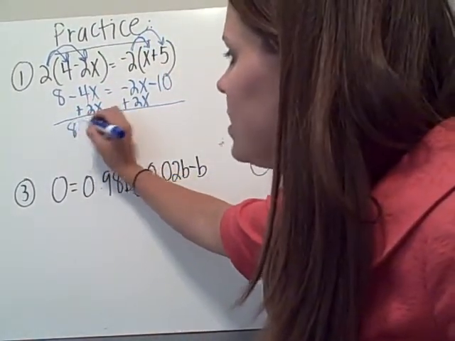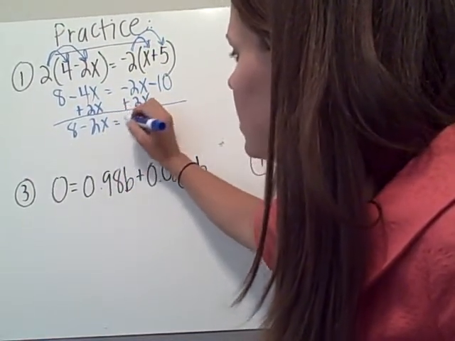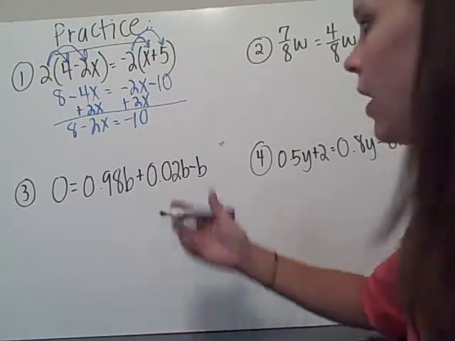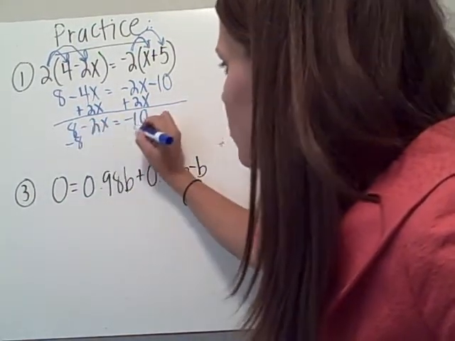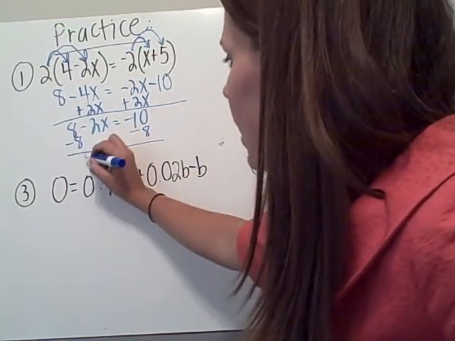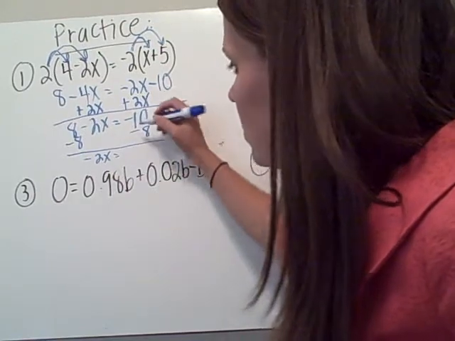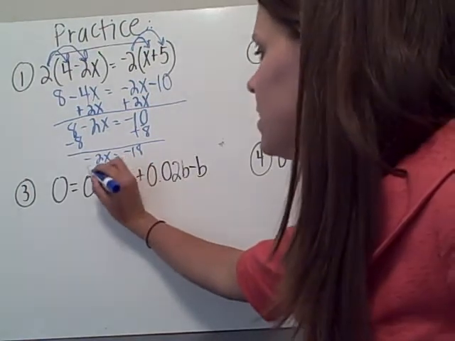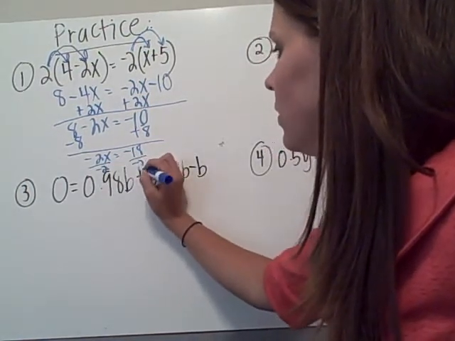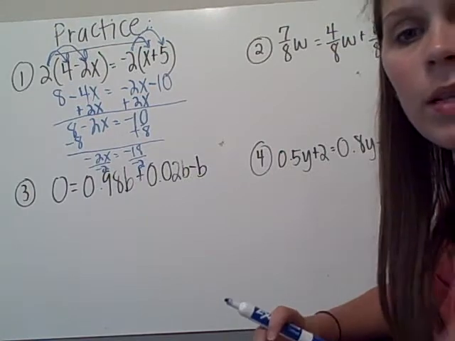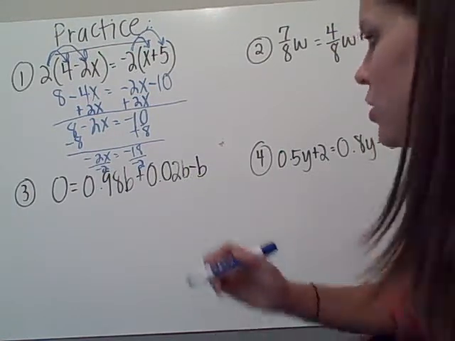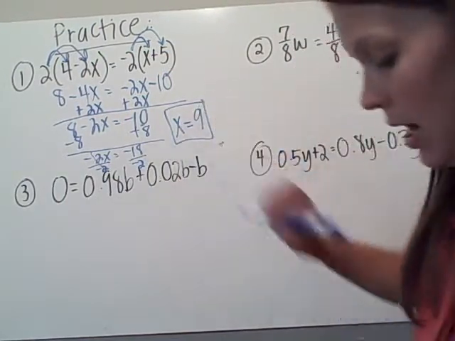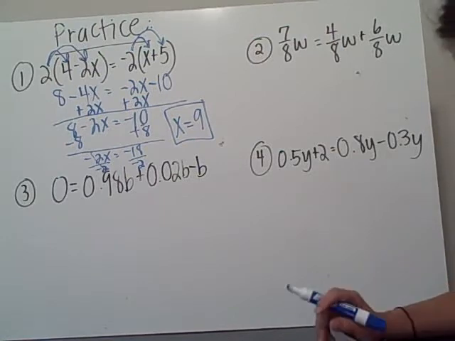I'm left with 8 minus 2x equals a negative 10. I want to add and subtract first before I multiply and divide. So this is a positive 8, so I'm going to subtract 8. I'm left with a negative 2x equals, if I do keep change here, I get a negative 18. Divide by negative 2, because that's multiplication, and the opposite or the inverse operation is division. These cancel, and I'm left with x equals 9 as my answer.